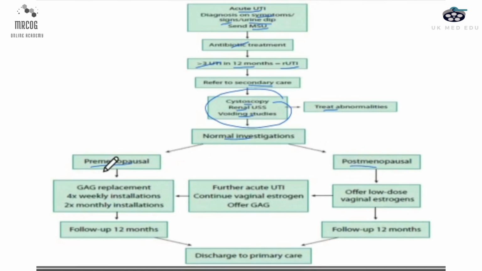First, the premenopausal pathway. For younger women without estrogen deficiency, we consider GAG replacement, glycosaminoglycan replacement therapy. This helps to rebuild the protective bladder lining, which might be compromised. This regimen includes 4 weekly instillations and 2 monthly instillations. These patients are followed up for 12 months, and if they remain stable, we can discharge them to primary care.